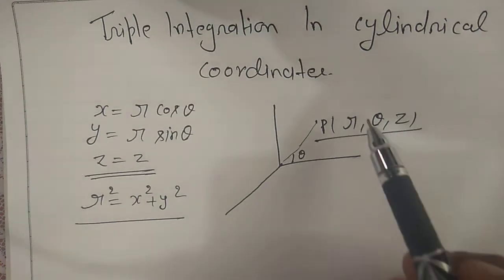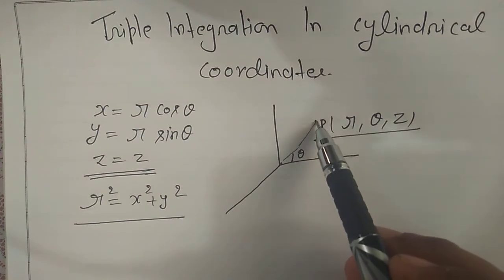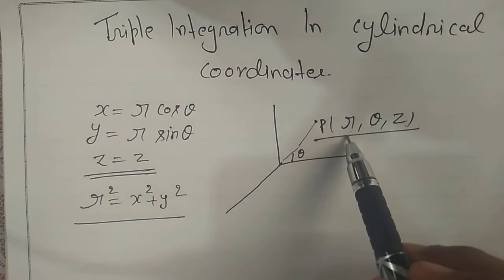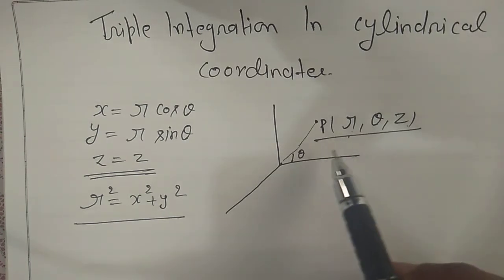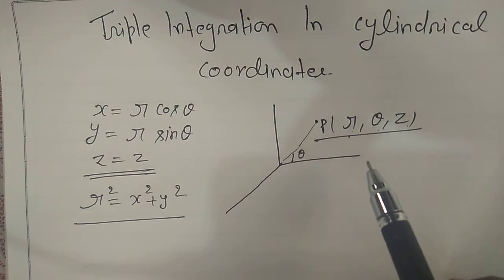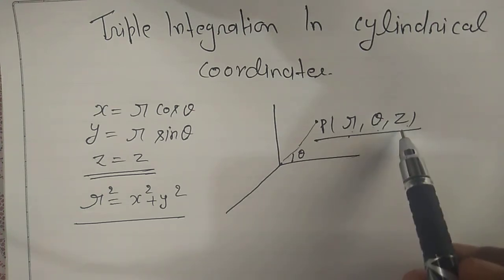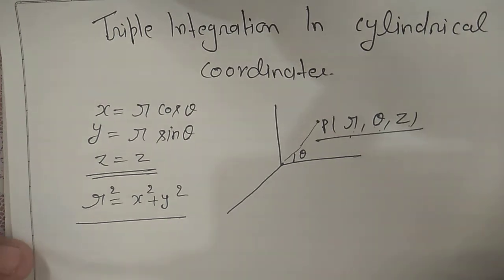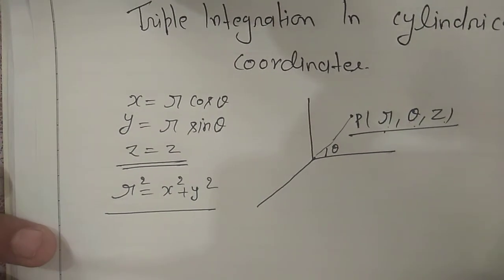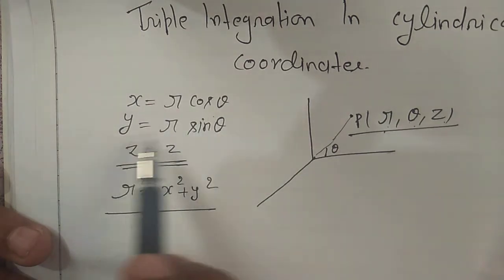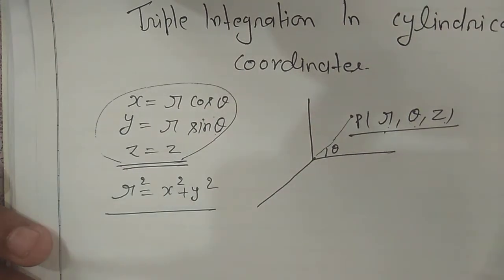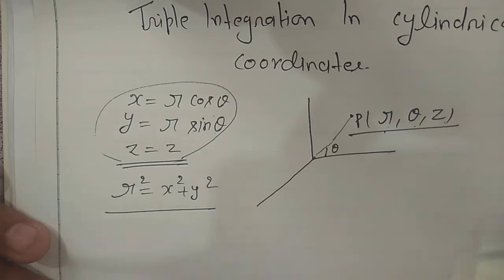If you take any point in the cylindrical coordinates, the coordinates will be r, theta and z. r is the distance from the origin to the point, theta is the angle from the positive x-axis, and z is the same coordinate as in Cartesian. So the transformation equations between Cartesian and cylindrical coordinates are x equal to r cos theta, y equal to r sin theta, z equal to z. And r square equal to x square plus y square.